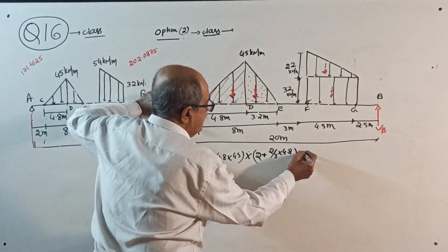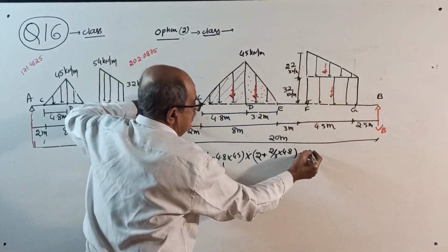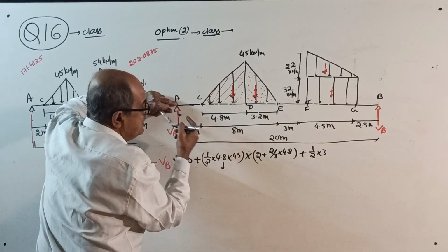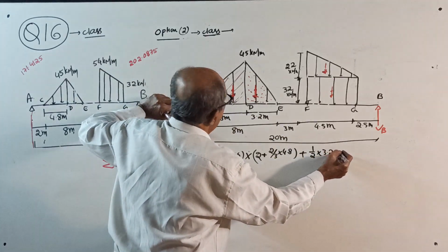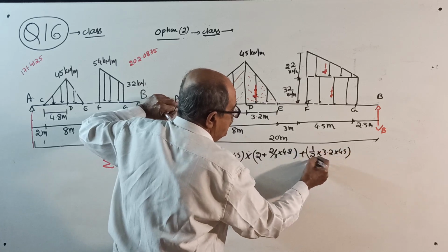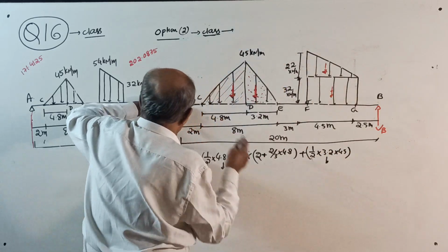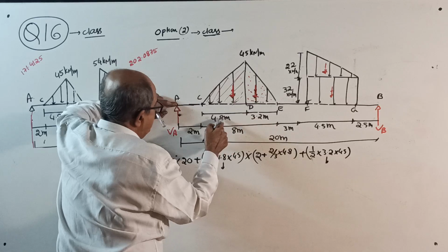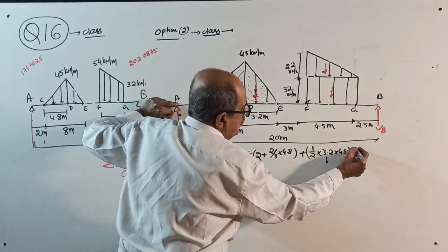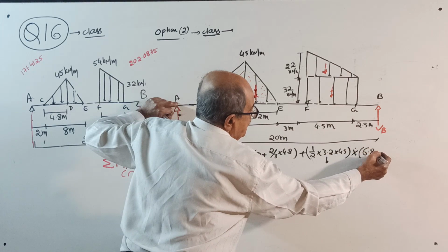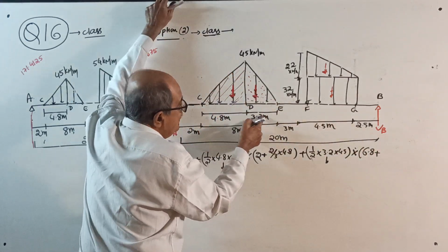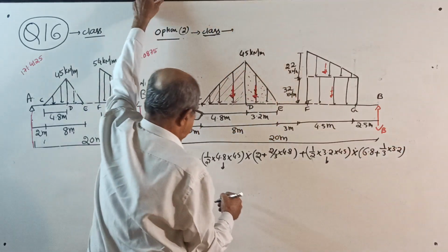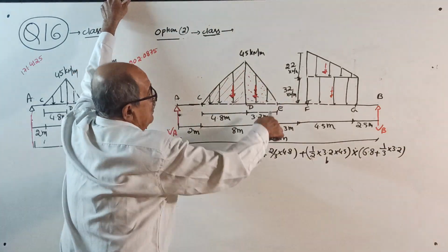Okay, then once again plus moment of this load. Half into 3. See, my finger is still at A. 3.2 into 4.5. I told you this will give you the load. Load into distance from A to line of action. 2 plus 4.8 into 6.8 plus this distance is 1/3 of 3.2. Still not over. Plus clockwise.